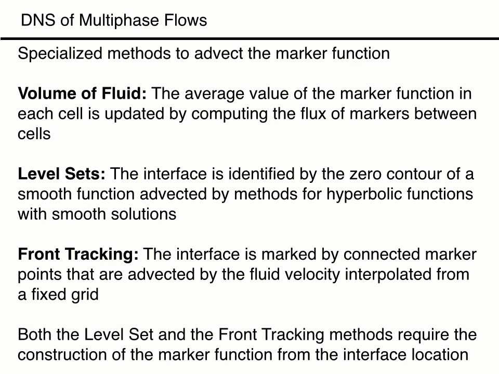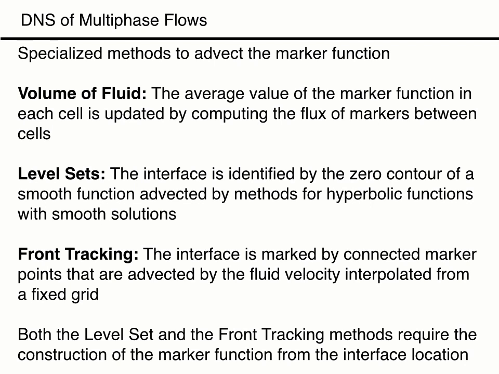Of the several methods that have been designed to advect such a marker function, the best known are the volume of fluid method, where the average value of the marker function in each cell is updated by computing the flux of markers between cells, the level set method, where the interface is identified as the zero contour of a smooth function advected by methods for hyperbolic functions with smooth solutions, and the front tracking method, where the interface is marked by connected marker points that are moved by the fluid velocity interpolated from a fixed grid. All of those methods come in several different versions.